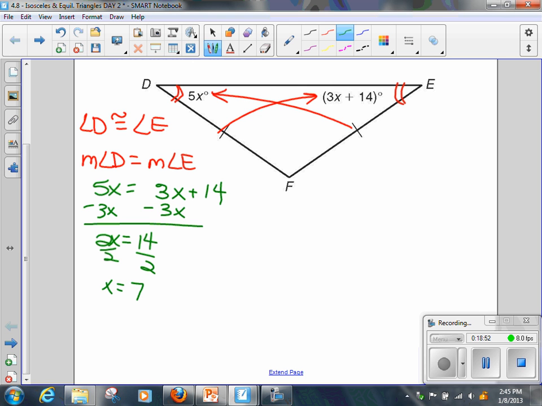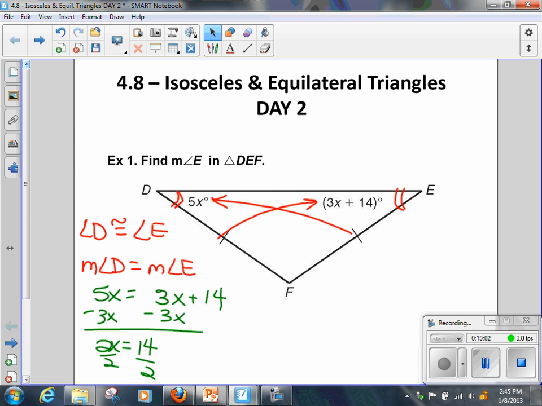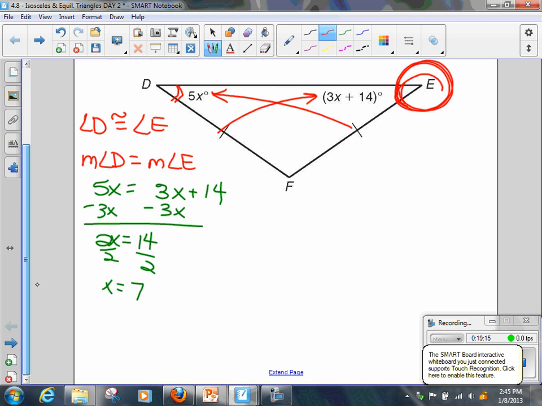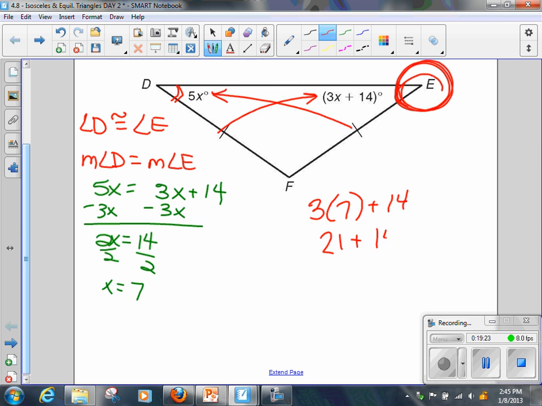What am I supposed to be doing? Oh, we got to find the measure of angle E. This one right here. What am I going to do with 7? All right, 3 times 7 plus 14. 21 plus 14, which is 35. That's right. 35 is equal to the measure of angle E.